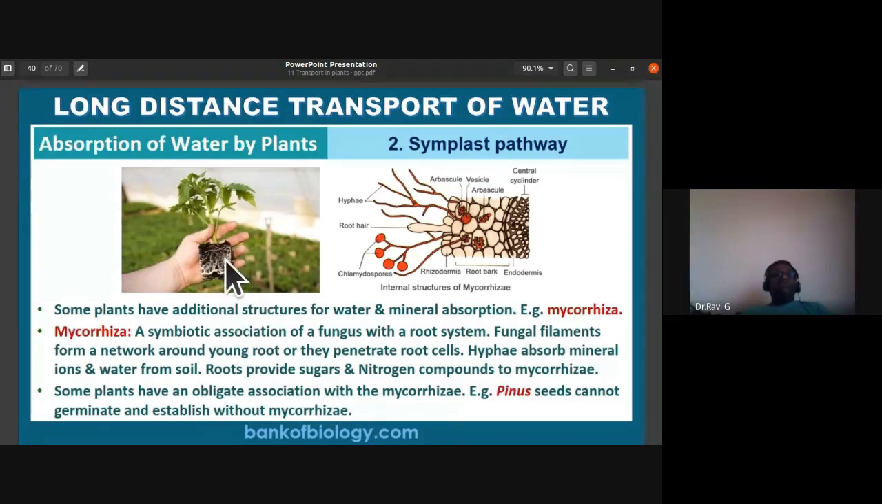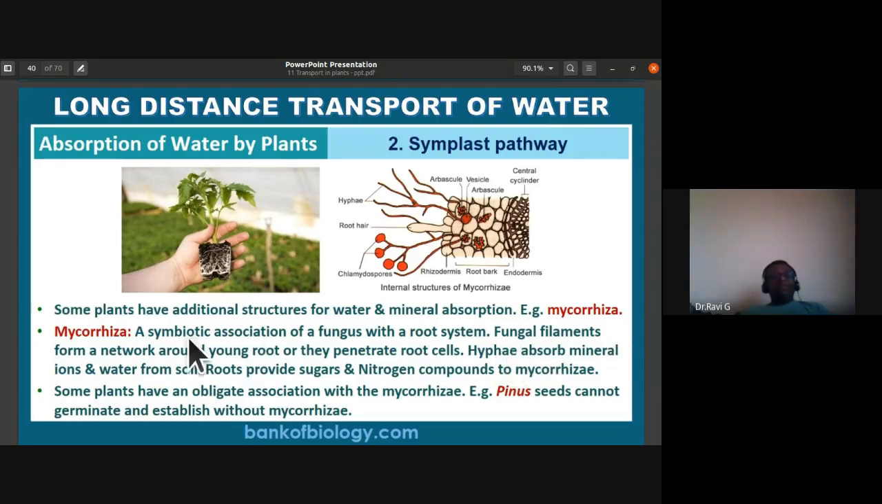For example, mycorrhizae will be found associated with the roots of such plants. So the additional structures are mycorrhizae. Some plants have additional structures for water and mineral absorption. An example is mycorrhiza. Mycorrhiza is a symbiotic association of a fungus with a root system.